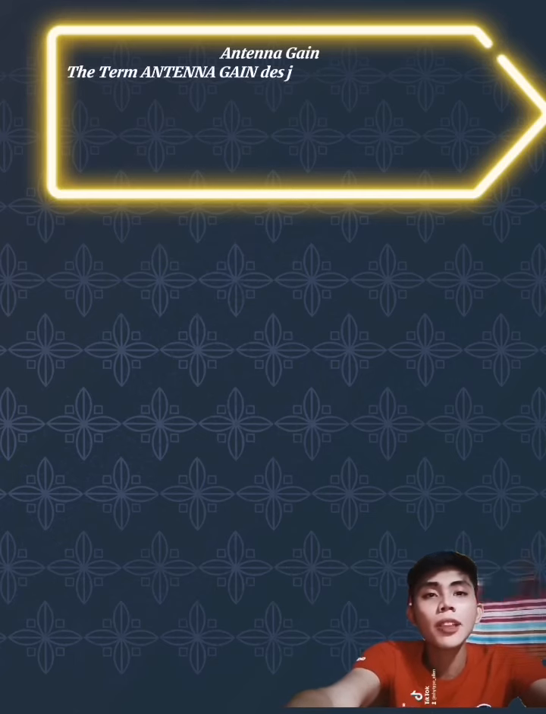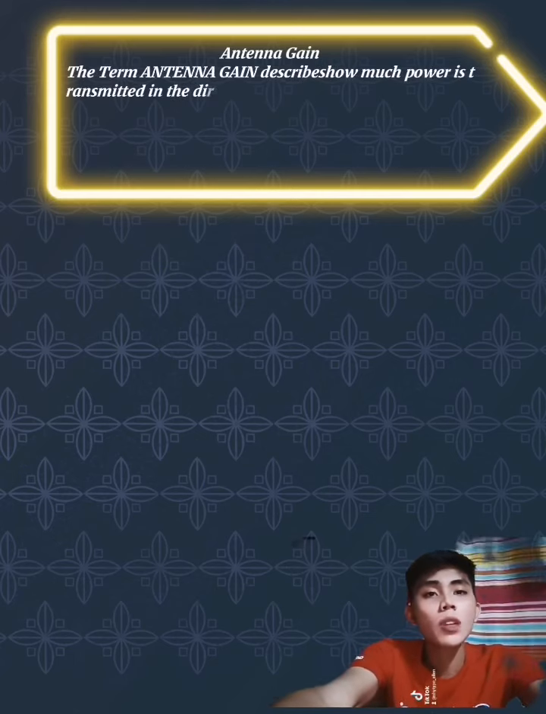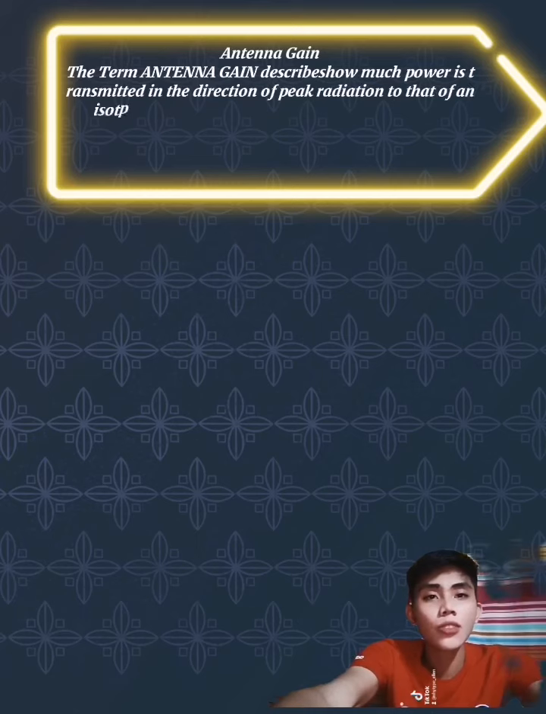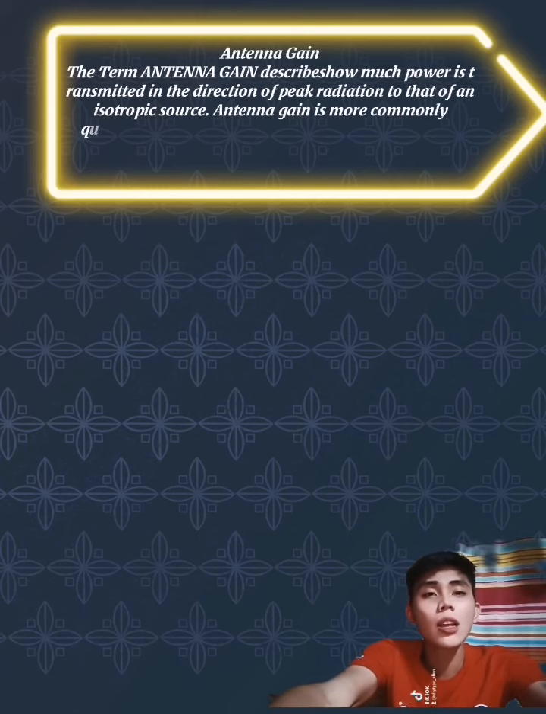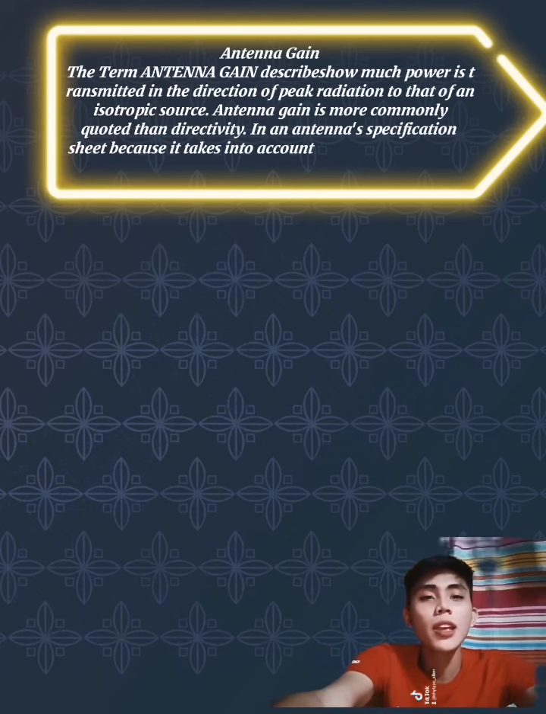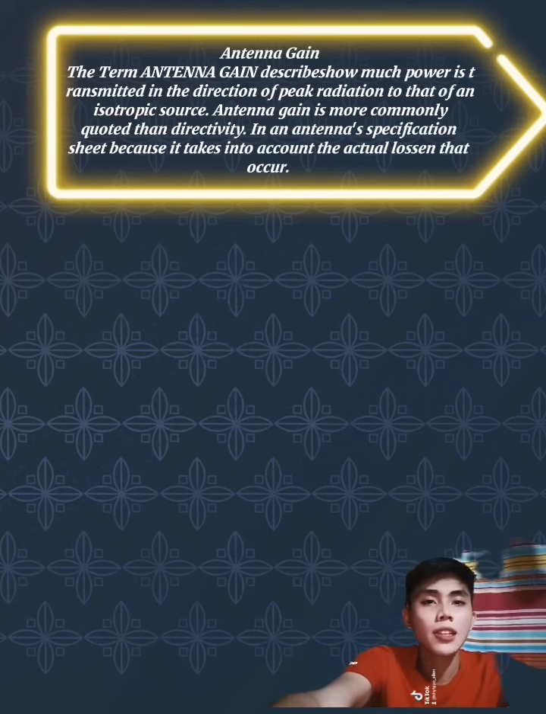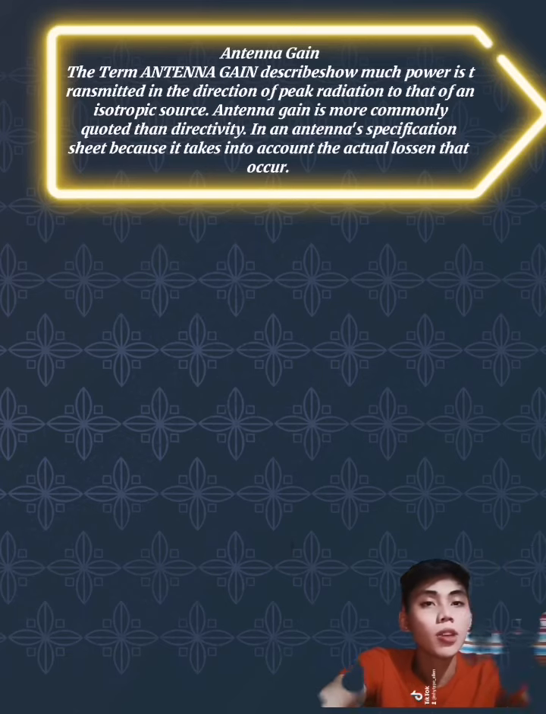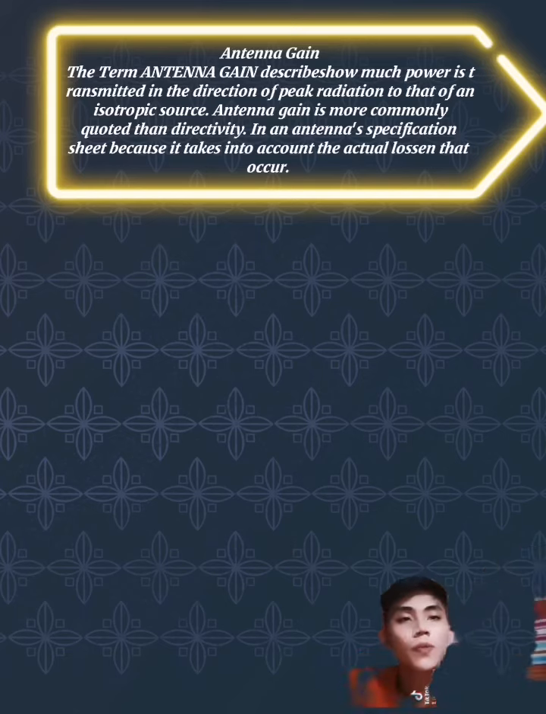Antenna gain. The term antenna gain describes how much power is transmitted in the direction of peak radiation compared to that of an isotropic source. Antenna gain is more commonly quoted than directivity in an antenna's specification sheet because it takes into account the actual losses that occur.